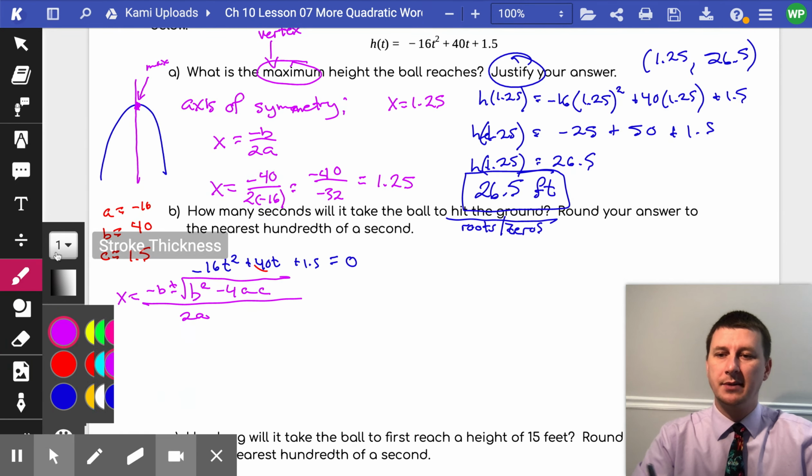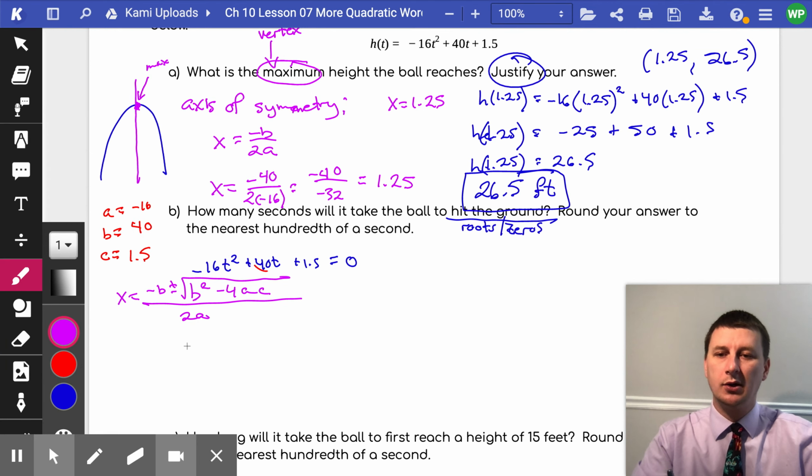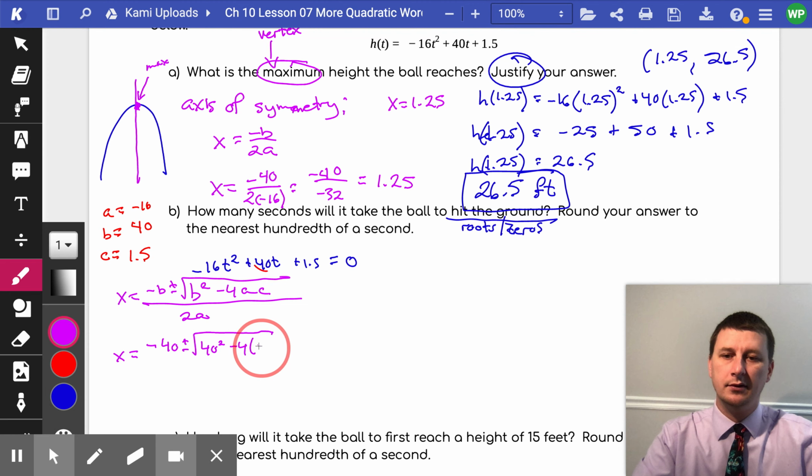So now we're going to substitute those a, b, and c values into our quadratic formula right up above, and we're just going to replace the a, b, and c values with those numbers. Keep everything else exactly the same. So we're going to have negative, the b value is 40, so negative 40, plus or minus the square root of 40 squared minus 4 times a, which is negative 16, times c, which is 1.5, all divided by 2 times a, which is 2 times negative 16.